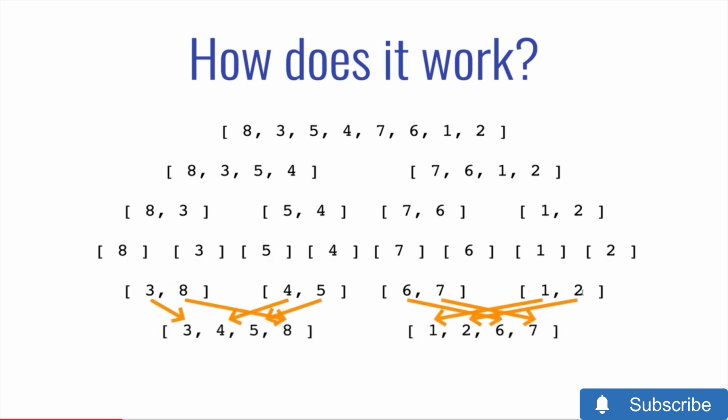Then we repeat the process. Now we're merging this array with this array. But notice this is already sorted. This is already sorted. So now we just make a couple comparisons. Take the first item, compare it to the first item. Which one is smaller?